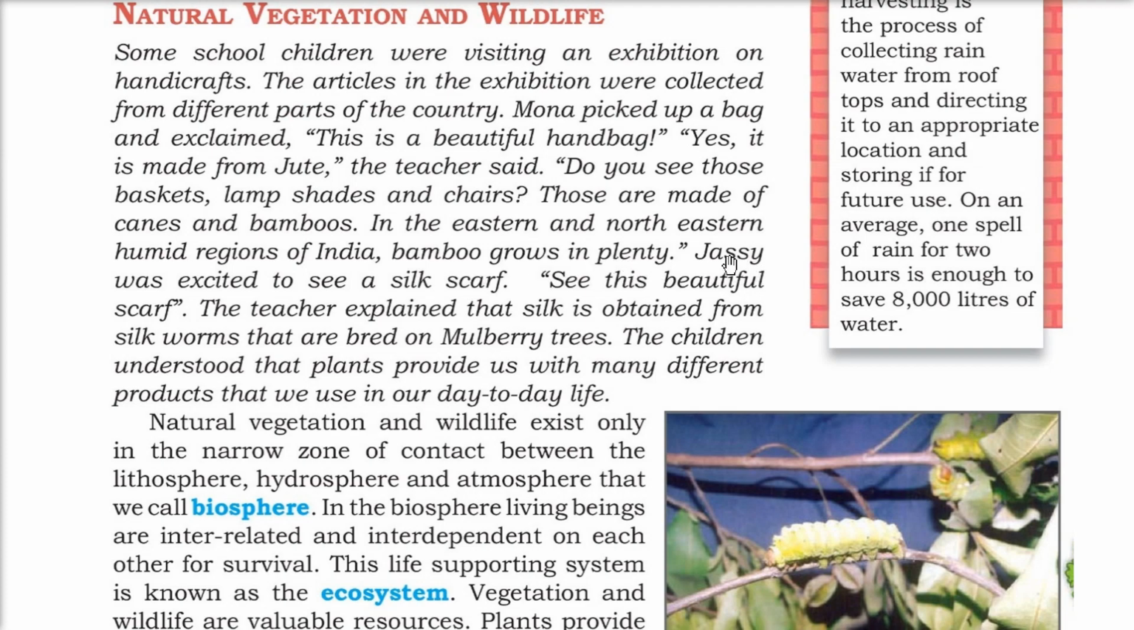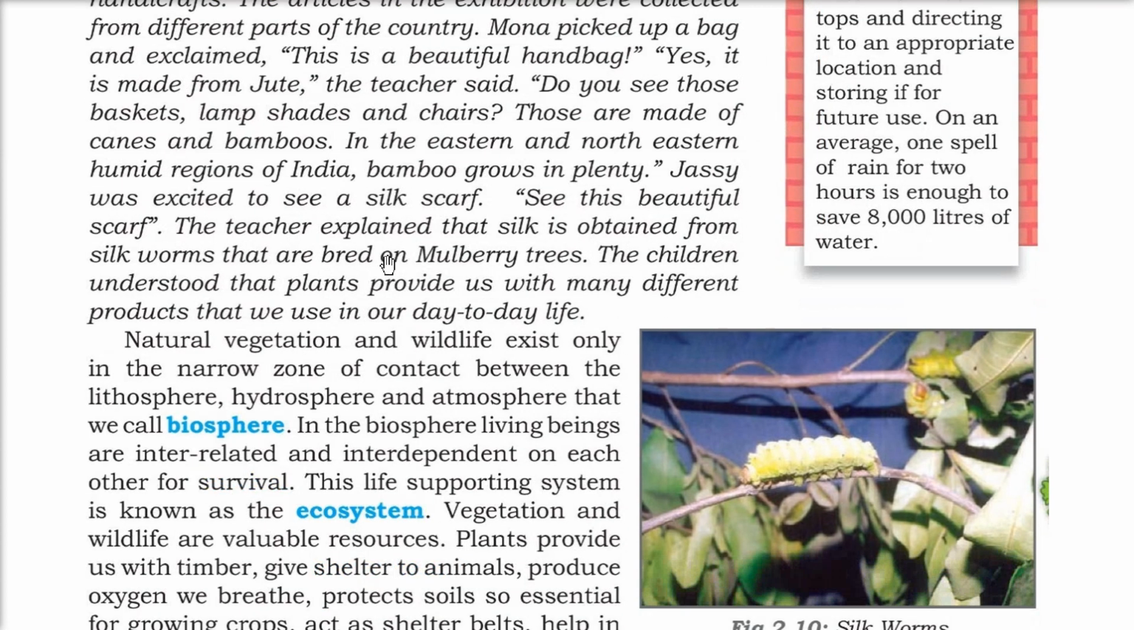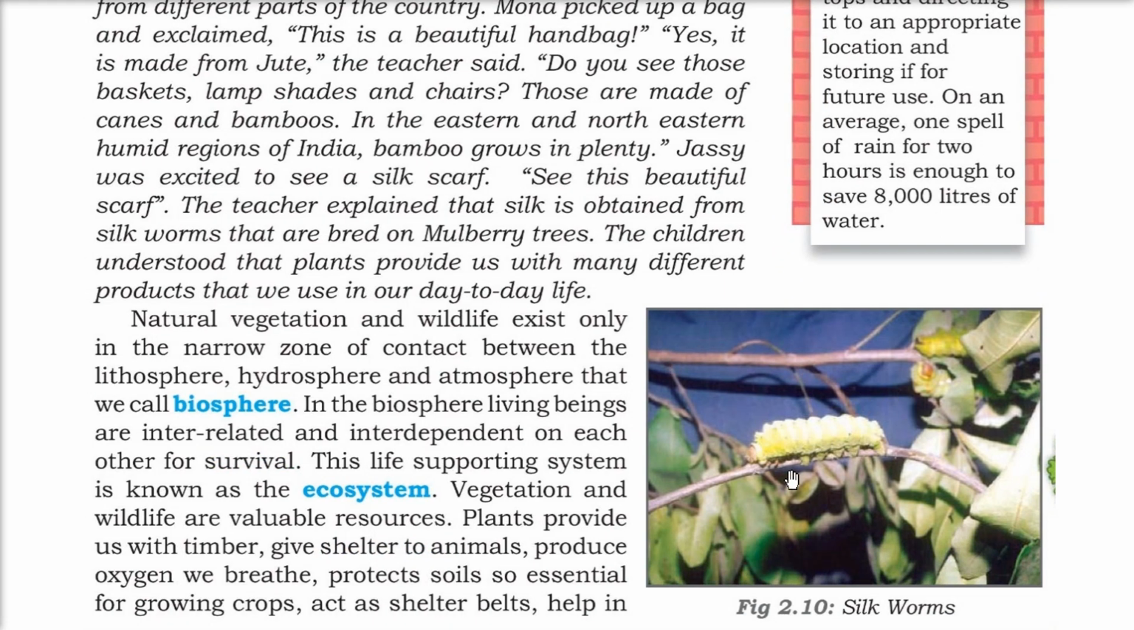And Jessie also saw the silk scarf. It was very beautiful. The teacher explained that silk is obtained from silkworms. These are silkworms that are bred on mulberry trees, shahtoot ke ped, mulberry trees. So the children understood that plants provide us with many different products. Not only do we eat the fruits that we know, but there are other things also. There are various things that plants give us.